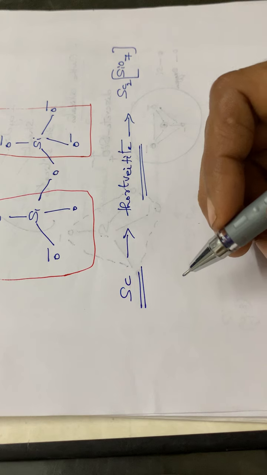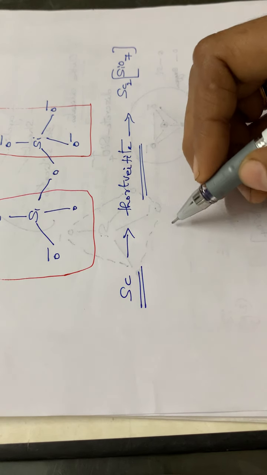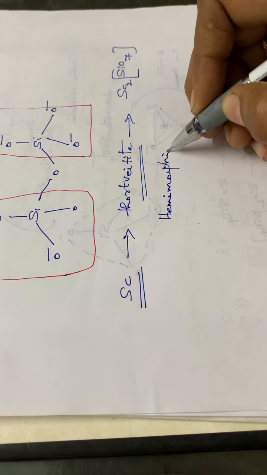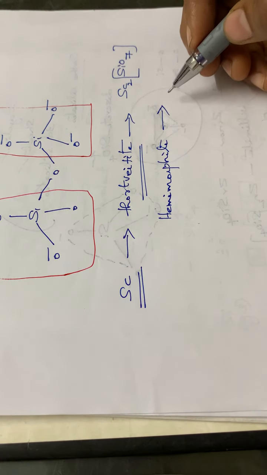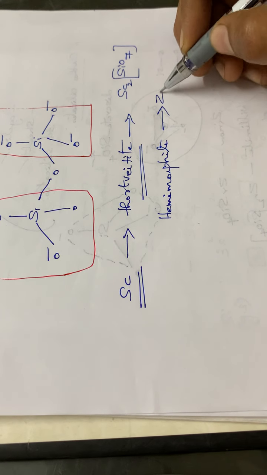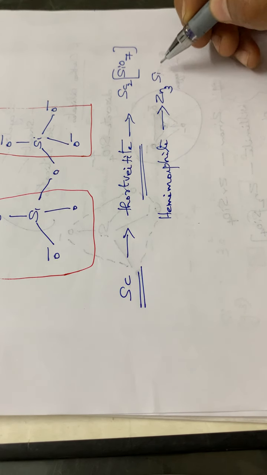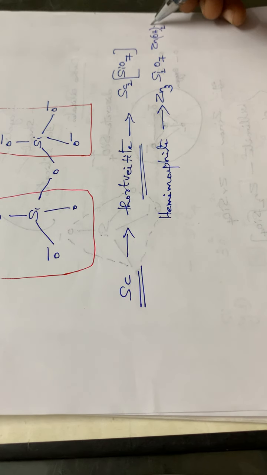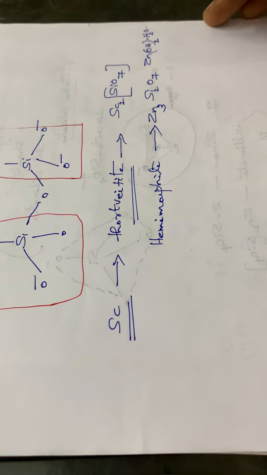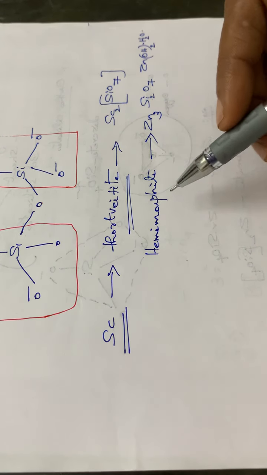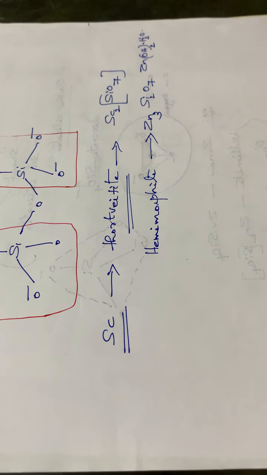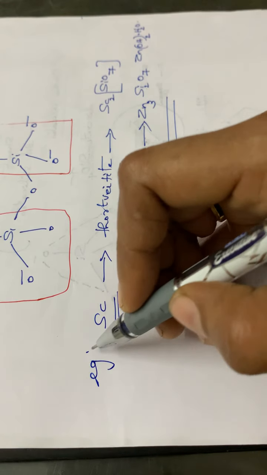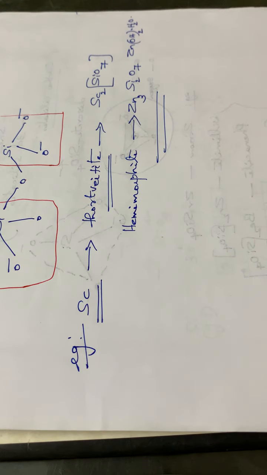Then the second pyrosilicate example is called hemimorphite. Hemimorphite is a silicate of zinc, that is Zn3Si2O7, then Zn(OH)2 dot H2O. So this is the second one, hemimorphite. Thortveitite and hemimorphite are the two pyrosilicates. You have to study the examples as well. One is the scandium silicate and the other one is zinc silicate.